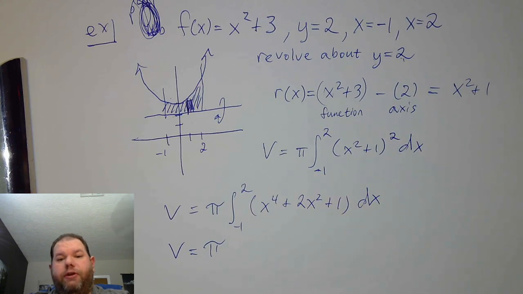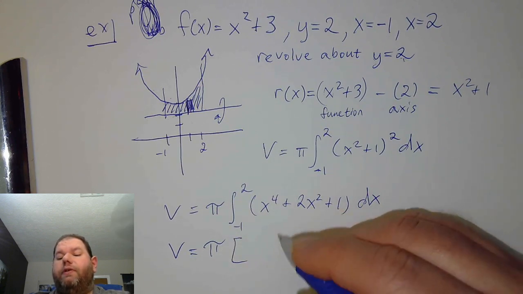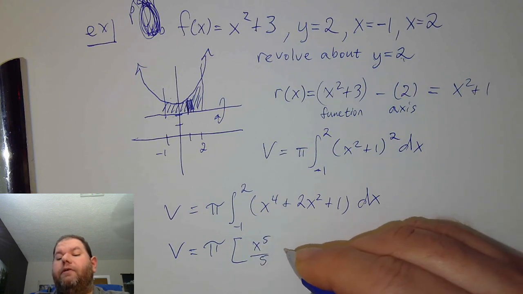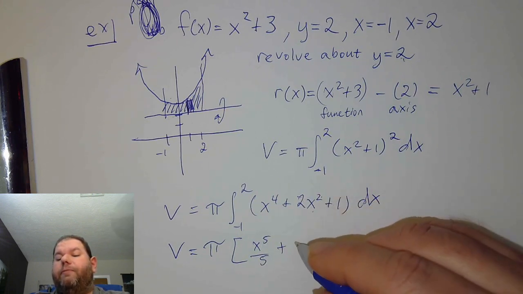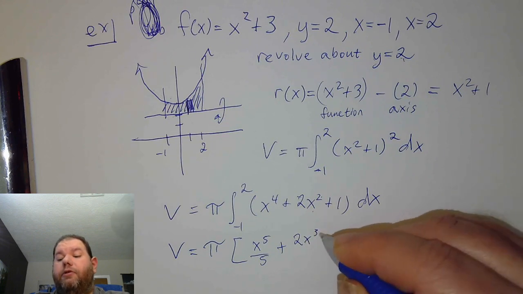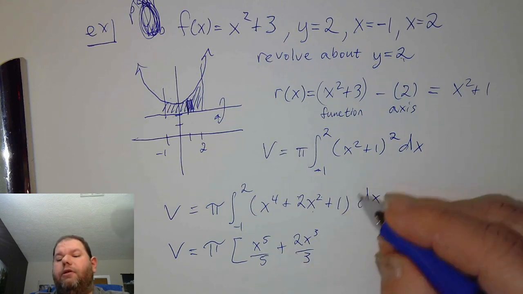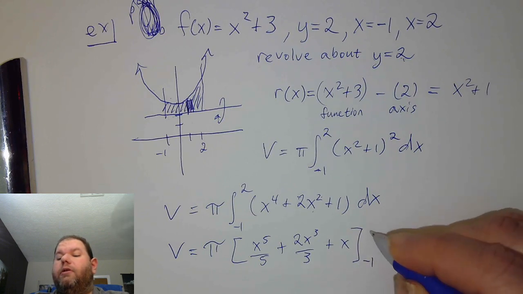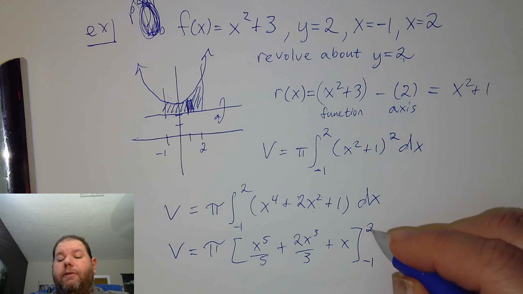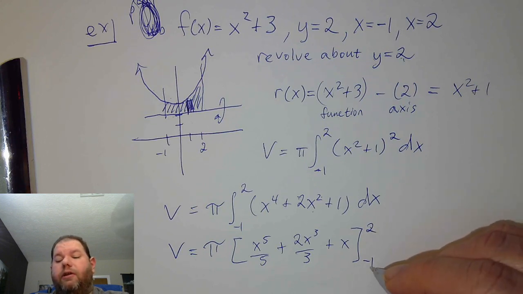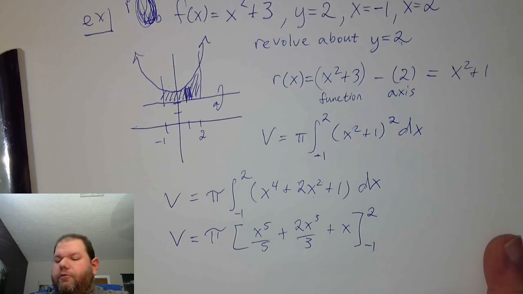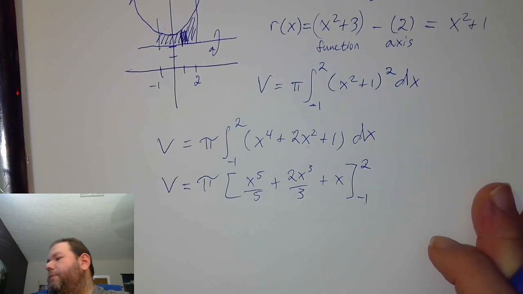So at this point we can go ahead and complete our integration. x to the 4 becomes x to the 5 over 5. 2x squared becomes 2x to the 3rd over 3. And 1 just becomes x. Now this time we have two non-zero limits, so we'll have to make sure we plug in both of these numbers and combine all of our like terms together when we calculate this outcome.